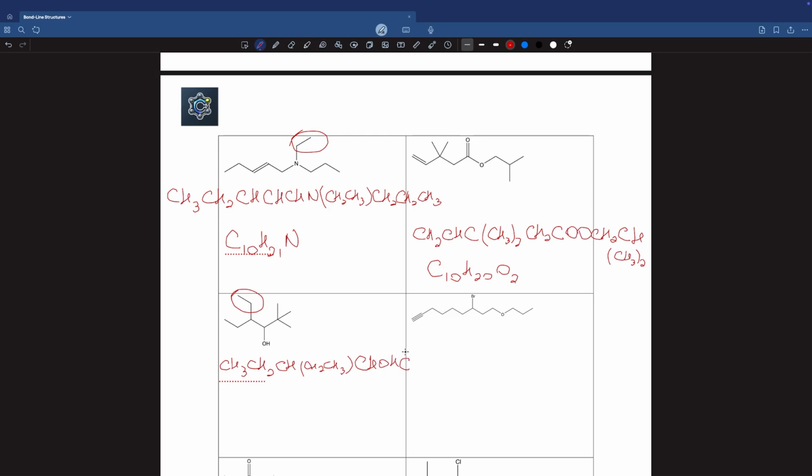And then a C, 4 bonds drawn, so no hydrogens, and 3 branch points connected to it, so CH3, 3. And if you counted up all your carbons, hydrogens, and oxygens, you should get C10, H22O.